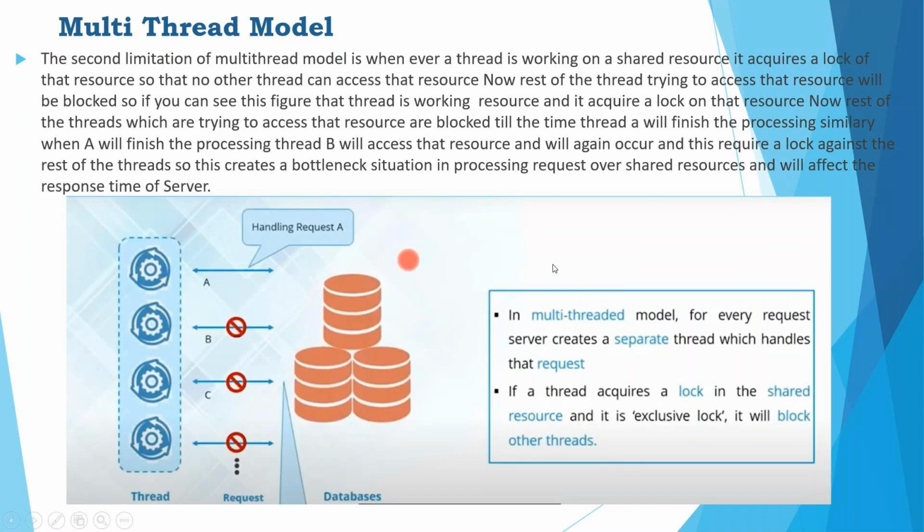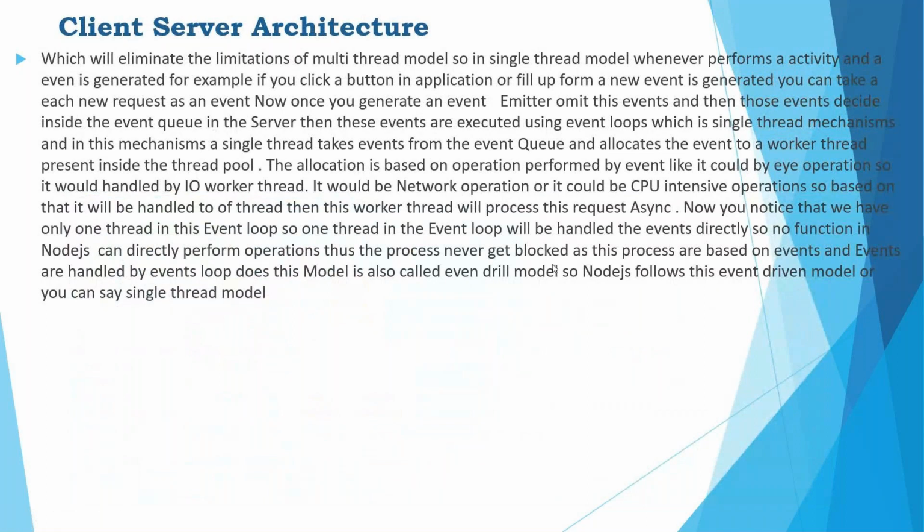So what is the server architecture which will remove the limitations of the multi-thread model? In a single thread model, whenever you perform an activity, an event is generated. For example, if you click a button in the application or fill up a form, a new event is generated, so you can take each new request as an event. Once you generate an event, the emitter emits that event, and it resides inside the event queue in the server, and then it goes into the loop.